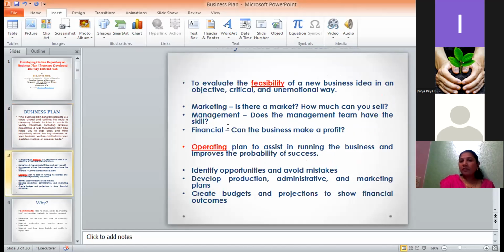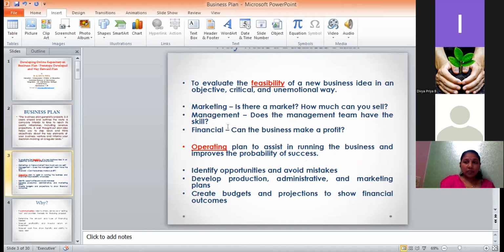So, to evaluate the feasibility of a new business idea in an objective, critical and unemotional way, you have to go for a feasibility study, a first-hand study about your business, considering the objectives. And then you have to go for marketing. Whatever you sell, you have to check whether the product has a market and how much you can sell per day. And management: does the management team have the skill?